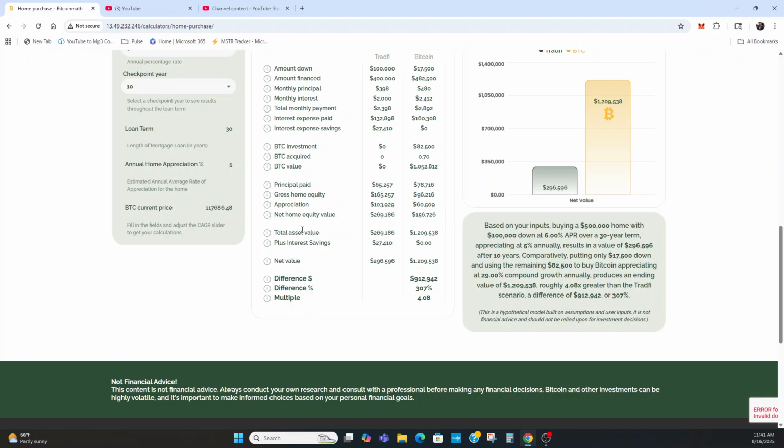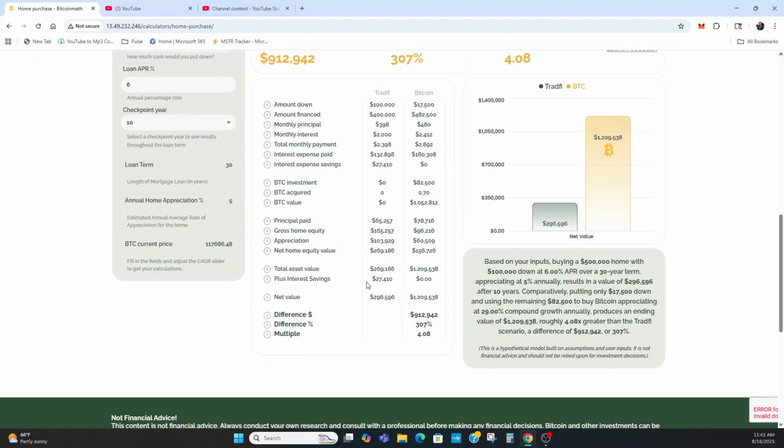Well, in the traditional scenario, you've got just your home equity because that's really the only asset that you're holding, is the house. And we're also going to factor in the interest savings because you paid less interest in this scenario. So we'll consider that a savings in comparison to the Bitcoin scenario. But in the Bitcoin scenario, despite having less home equity, you've also got this $1 million in Bitcoin value, making your total assets worth a little over $1.2 million. And so when we compare your net asset value here at this 10-year point, they're really not even close, right?